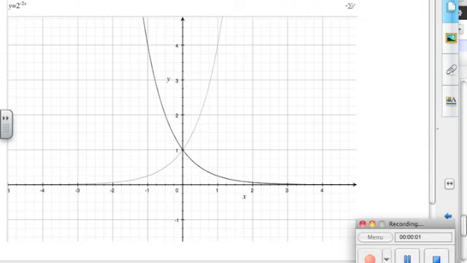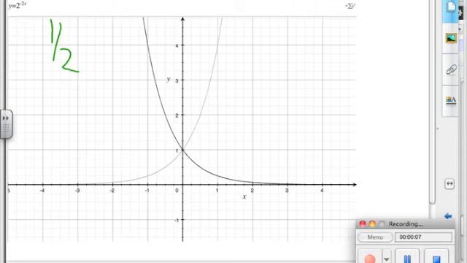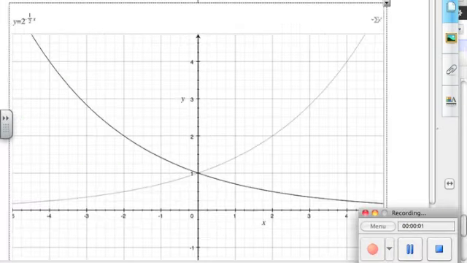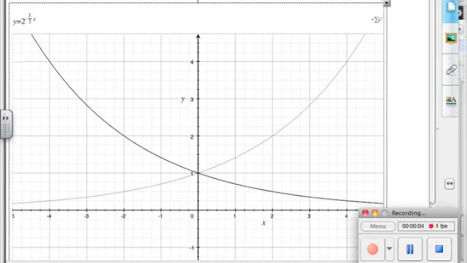This is our exponential function that has been shrunk by 1/2, and our equation is y equals 2 raised to the negative 2x. That's the formula that makes this graph look like it does. This is our parent function that has been stretched by 2. Our equation is y equals 2 raised to the 1/2 x. And this is what you get when you stretch our parent function horizontally by 2.